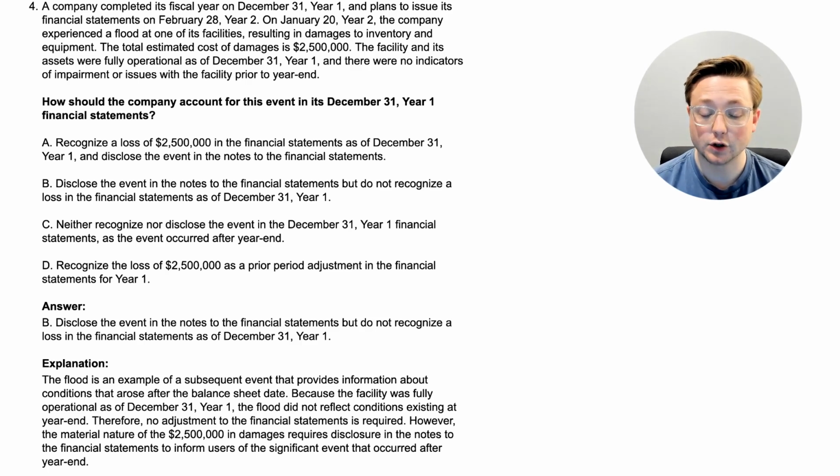However, the material nature of the $2,500,000 in damages requires disclosure in the notes to the financial statements to inform users of the significant event that occurred after year end. So again, this is one of the two different kinds of subsequent events. This happened after the balance sheet date, but it's still a really big deal, and it happened before the financial statements were issued. So they are going to have to disclose in the notes, hey, this happened. We have $2,500,000 of damages potentially from this flood. But again, they're not going to make any adjustments in the financial statements for year one because it didn't happen in year one. Now let's go to the next question.